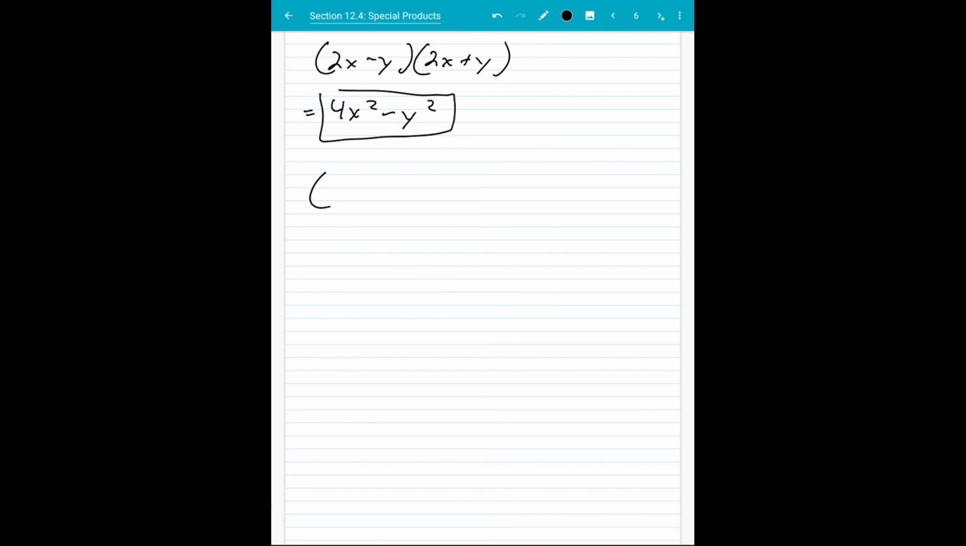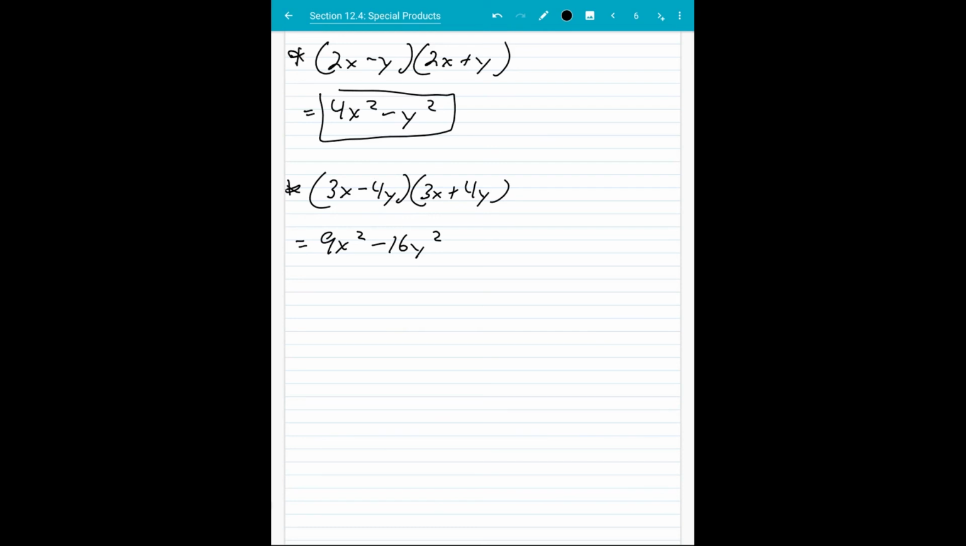If I have 3x minus 4y, 3x plus 4y. Again, these are the same, and these are the same. Just a minus and a plus. First term squared would be 9x squared. Second term squared would be minus 16y squared. And you keep doing this as long as you have two monomials multiplying like that.